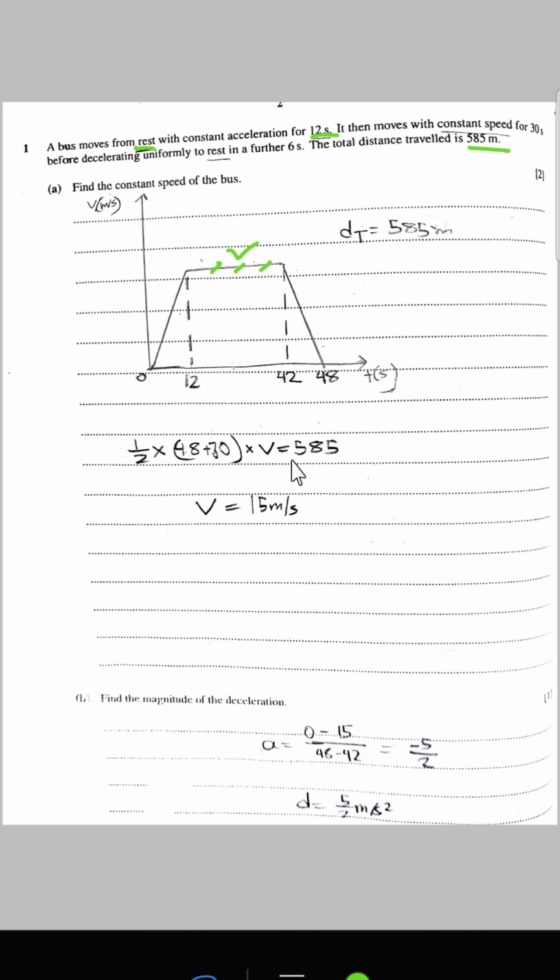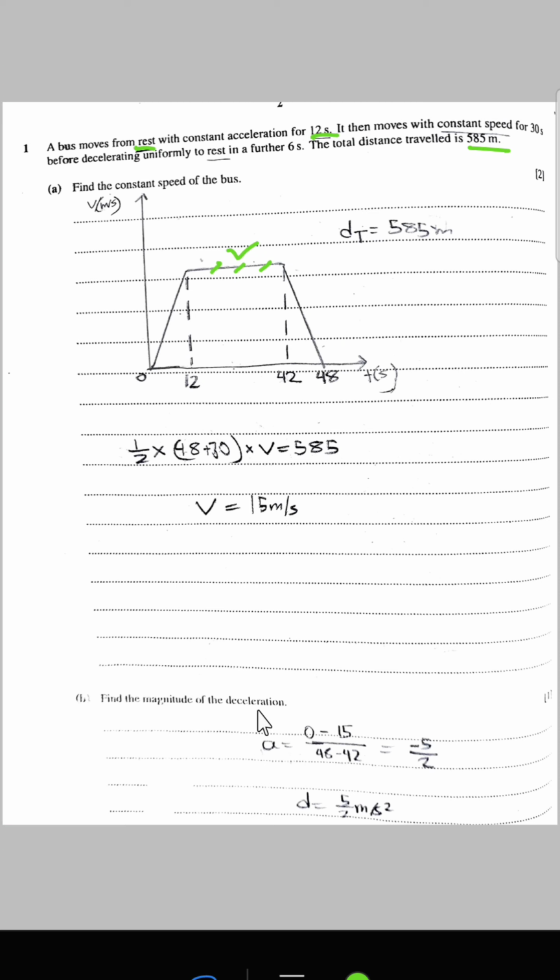As we know the total distance, we can calculate the area under the velocity-time graph, such as half into the sum of two parallel sides, 48 plus 42, into height, that is velocity, which is unknown, is equal to the total distance, and use it to find the velocity, that is 15 meters per second.